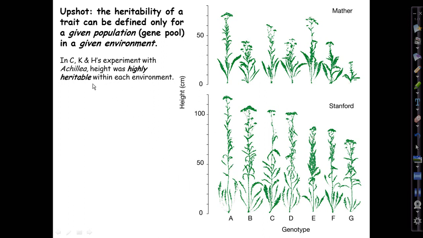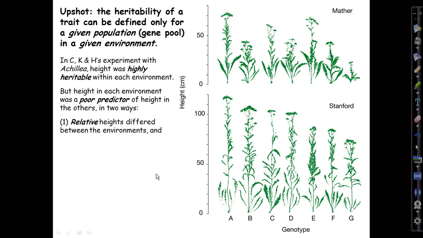Height was highly heritable within each environment. The different genotypes produced characteristically taller and shorter plants within each environment. So you could have selected on plant height and got a big response, which would have resulted in changing the relative frequencies of the genotypes. But height in each environment was a poor predictor of height in the others in two different ways.